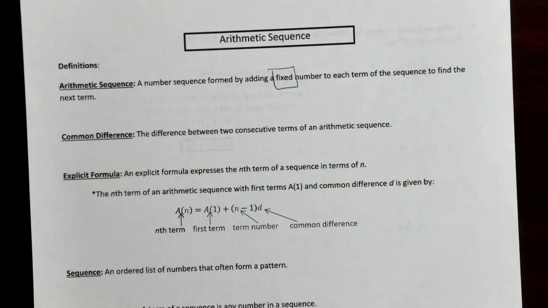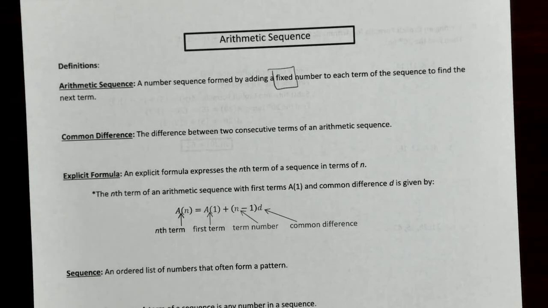Alright, so again, we have a sequence, right? A sequence is just a list of numbers. And this number sequence is formed by adding a fixed amount to each term. Okay, so we have the terms 2, 4, 6, 8, 10. That's an arithmetic sequence because I'm adding a fixed amount to each term.